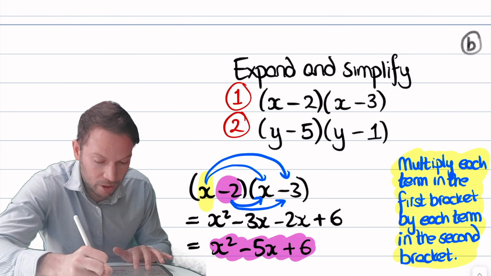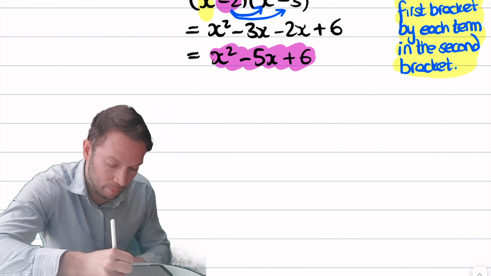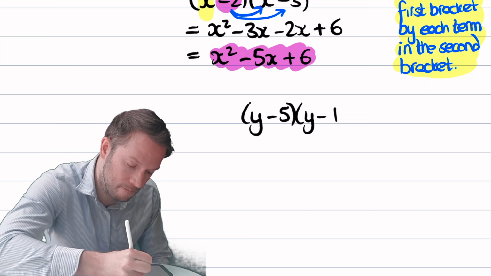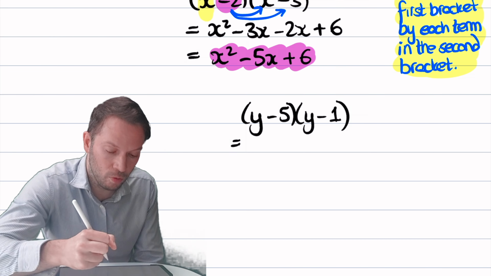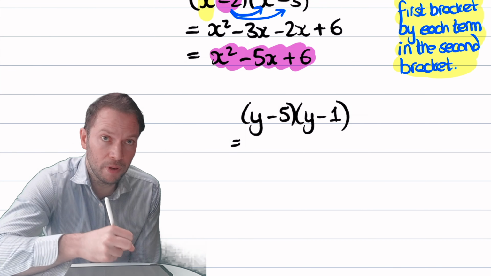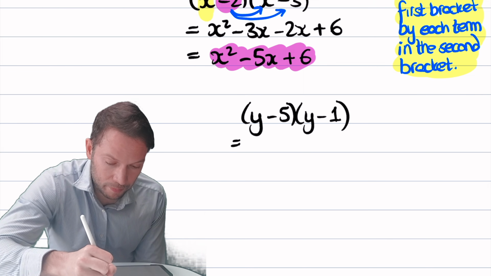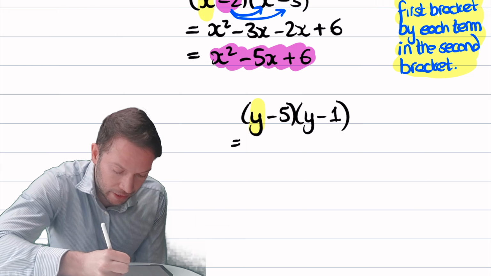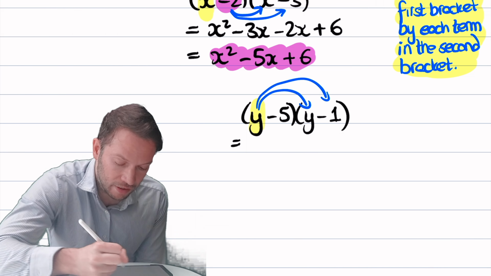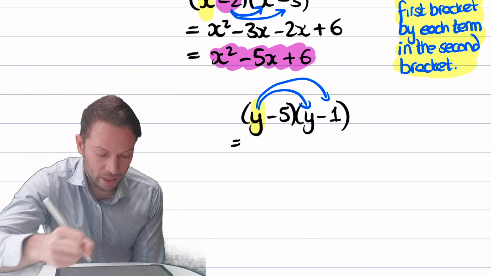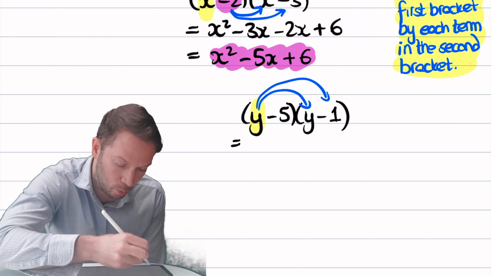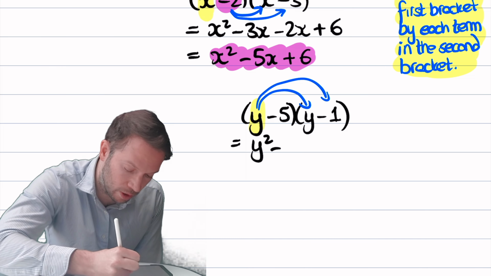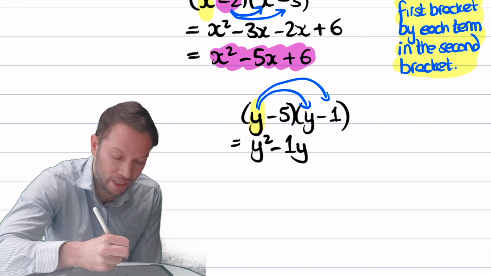Right, what about the second one? We've got y minus 5 times y minus 1. So as before, we do each thing in the first bracket multiplied by each thing in the second. So I'm going to do this y multiplied by each thing in the second bracket first. So I'm going to do y times the y and the y times the minus 1. So y times the y is y squared. The y times the minus 1 is minus 1y, or just minus y if you prefer.